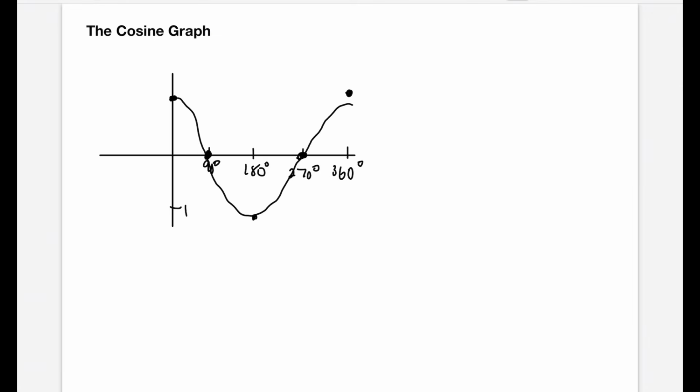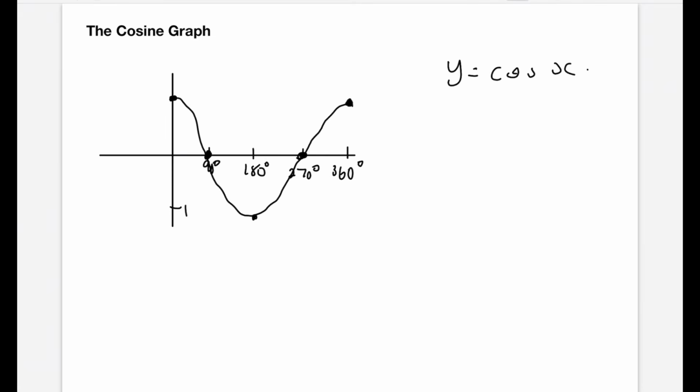And maybe I drew that dot a bit too high. It looks something like this. And from this point onwards, it's just going to repeat that same process, okay? And so it's just going to repeat the same process there. This is what we call the graph y is equal to cos of x.